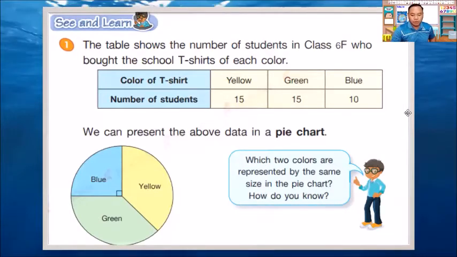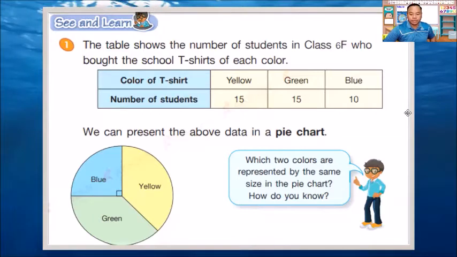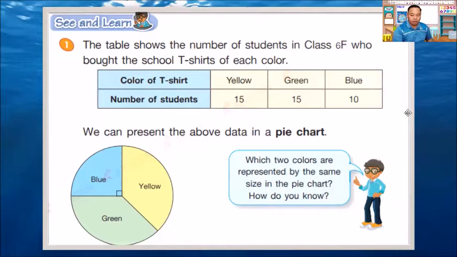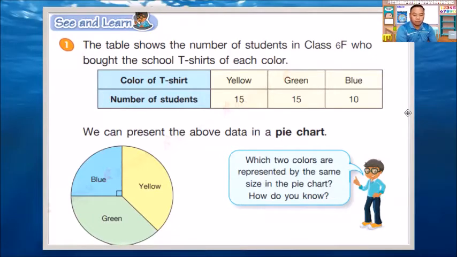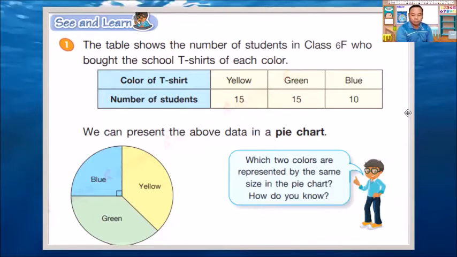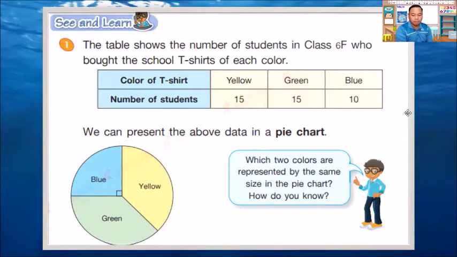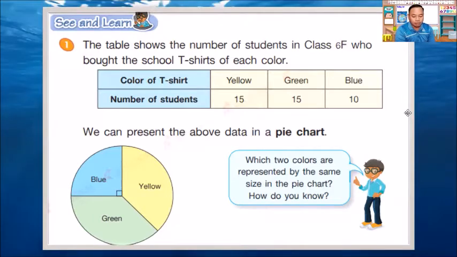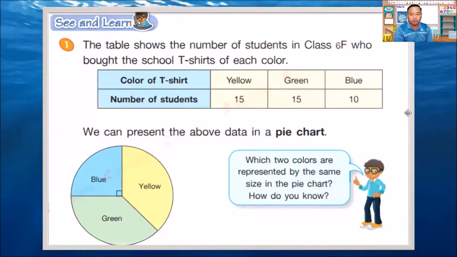The table shows the number of students in class 6F who bought the school t-shirts of each color. All right. So you have their color of t-shirt: yellow, green, and blue. So the number of students we have for yellow is 15, green, 15, and of course, blue, 10. So we can represent this data or this table using a pie chart.